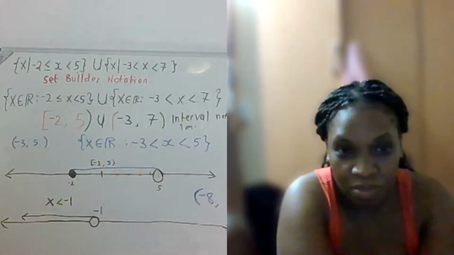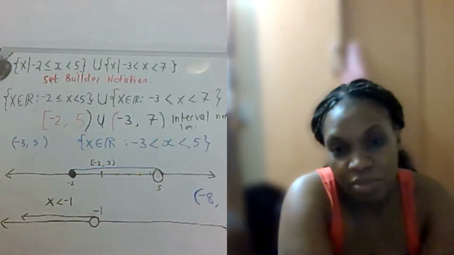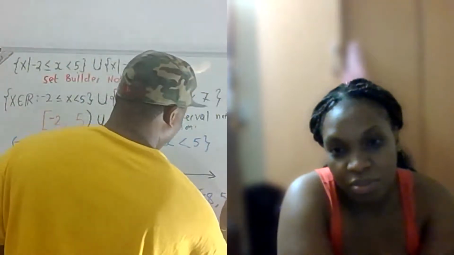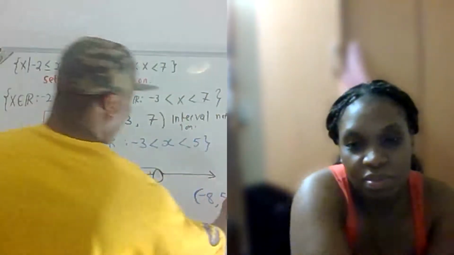Now let's go all the way to where? To 5. Excluding or including? Excluding.